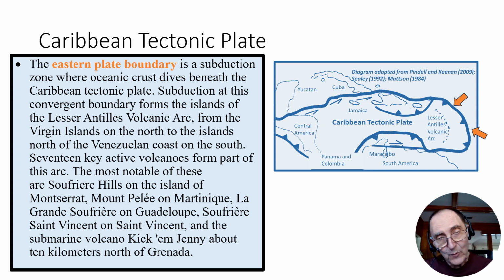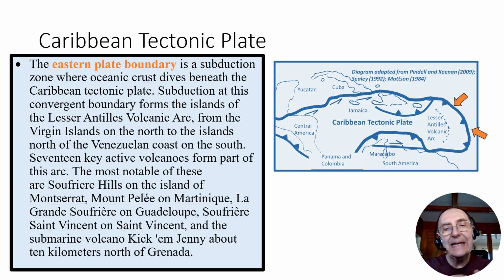Now, the eastern plate boundary is where the action is. This is a subduction zone where oceanic crust dives beneath the Caribbean tectonic plate. That boundary is highlighted on this slide by the orange pointers. Subduction at this convergent boundary forms the islands of the Lesser Antilles volcanic arc, located between the Virgin Islands on the north and the islands of the Venezuelan coast on the south.